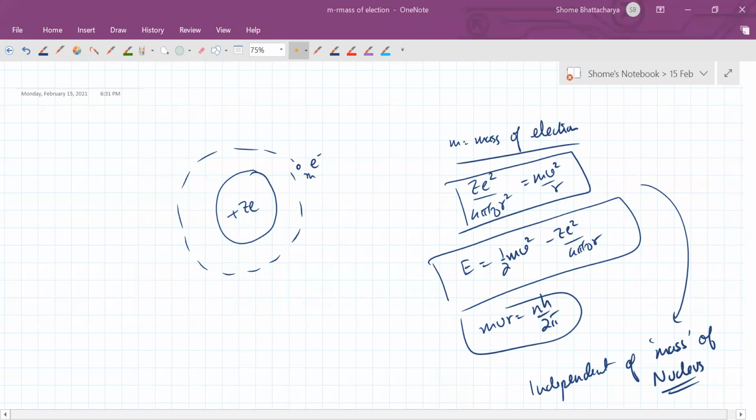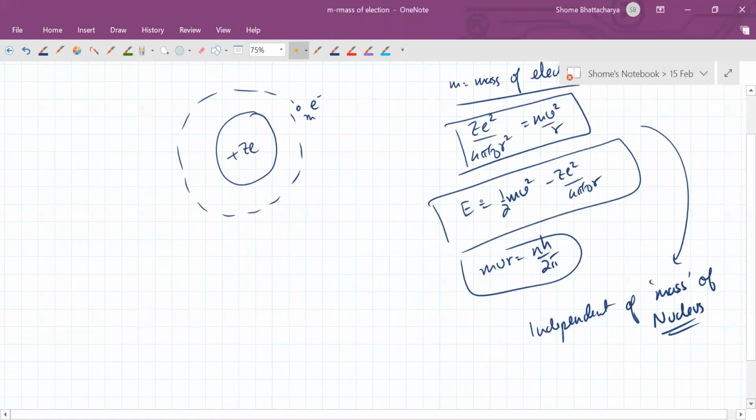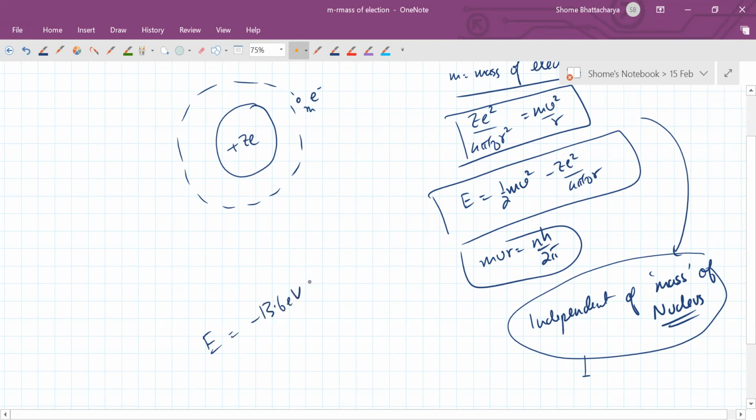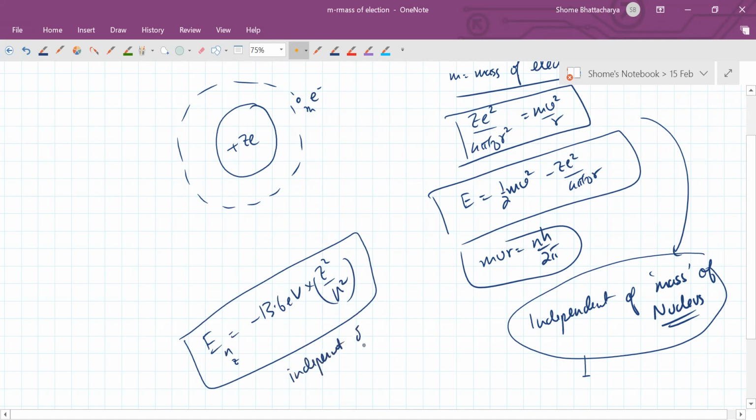Okay, Aditya, I will come back to your question later. So in the derivation, you can see that it is independent of the mass of the nucleus. The value that we get now, minus 13.6 into Z square by n square, is independent of the mass of the nucleus.